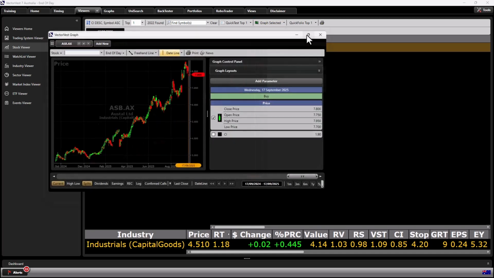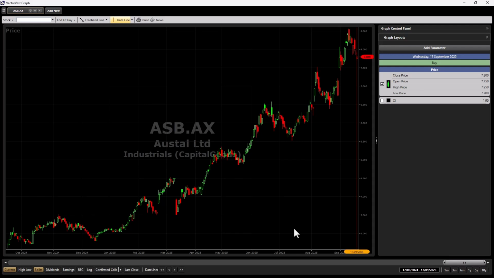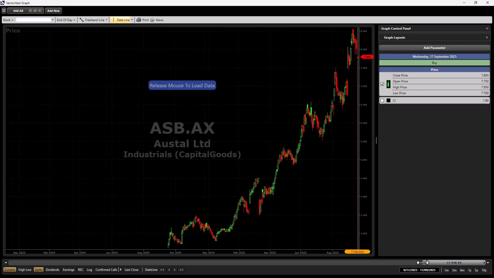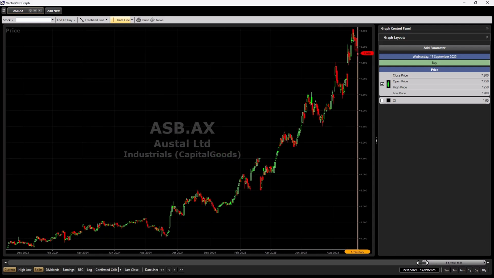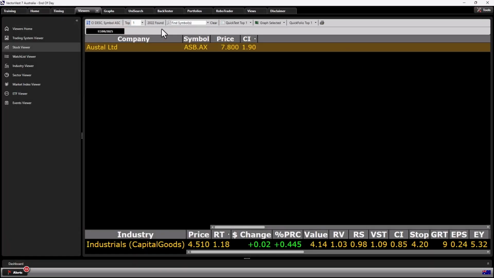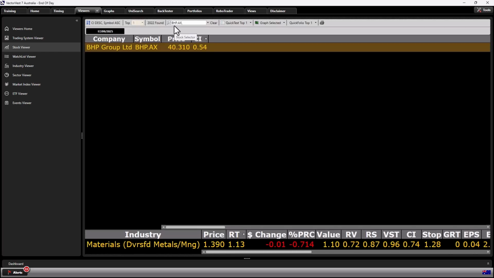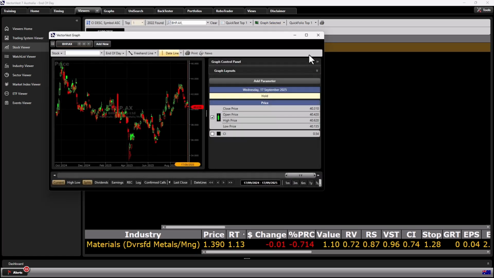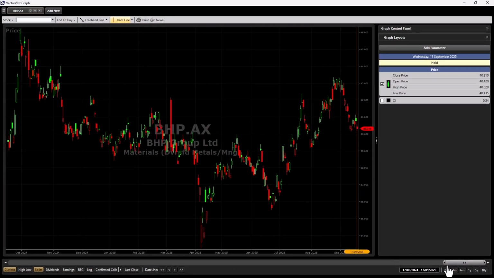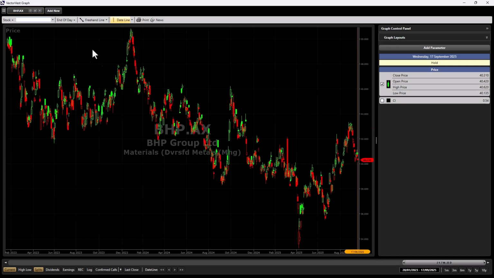So let's graph this one here. It's got a very high CI score, and so therefore, as you'd expect, look at that. Superb, right? Very, very smooth, left to right, upward trending pattern there. Let's bring up a stock we all know, BHP. Now, BHP is under a bit of pressure at the moment. You'll see here, look at the CI, 0.54. So no surprises here. If I graph this, yep, you got it. The trend's not particularly great, is it? It's sort of falling and volatile.